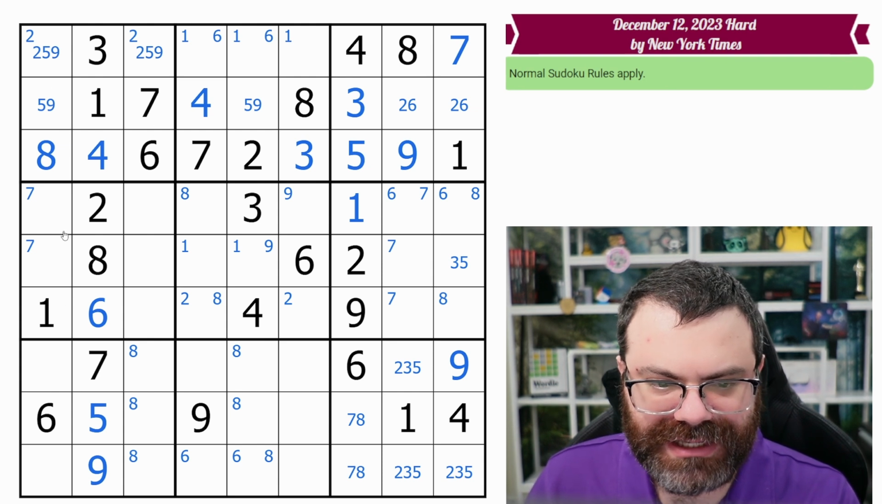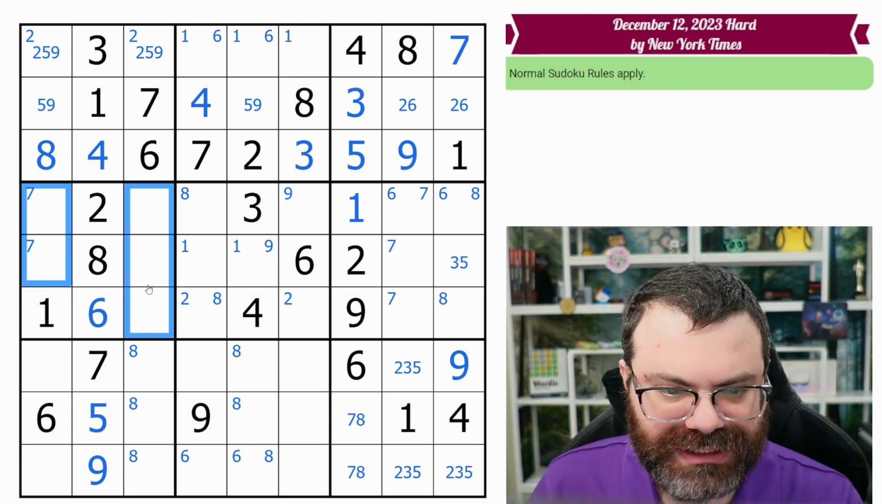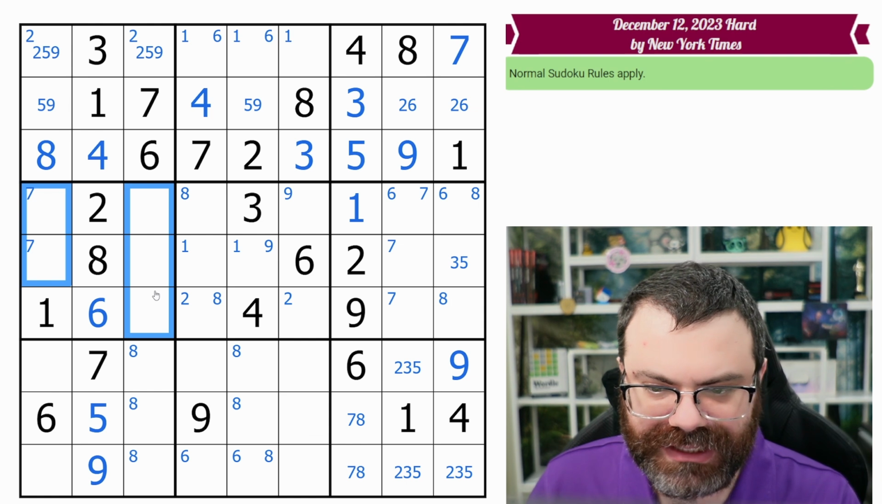I feel like there should be something I can do vertically here. I'm going to just think about what digits are needed here. 3, 4, 5, 7, 9. 3, 4, 5, 7, 9. Yeah, there's not much except a 7 to think about.